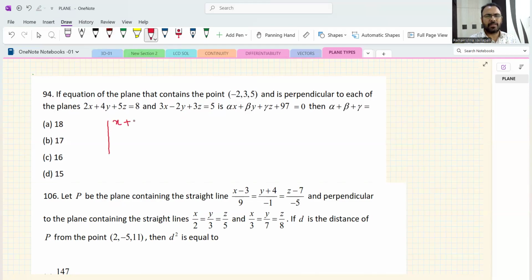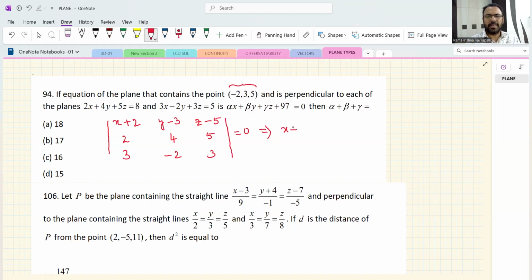So this is x plus 2. This is the point. y minus 3, z minus 5. And perpendicular to the first plane, nothing but parallel to its normal. Parallel to its normal, 2, 4, 5. Perpendicular to the second plane, nothing but parallel to its normal, 3, minus 2, 3, equal to 0. Just by expanding this determinant, you will get the answer very fast.